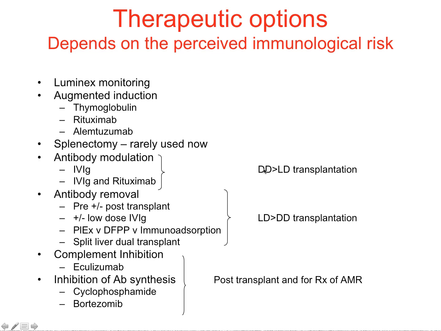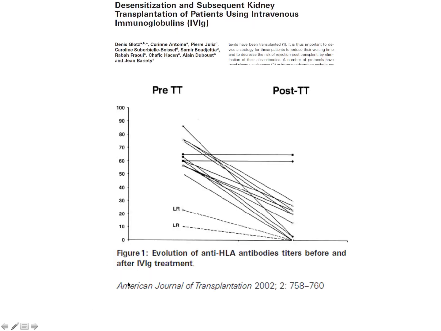And that's typically preparing people for deceased donor transplantation where the studies exist. Or in the high risk patients, you may want to do antibody removal before and after the transplant, and as I've mentioned, with low dose immunoglobulin. And I've talked about the different forms of antibody removal. You might want to do complement inhibition, but you'll need a lot of money if you want to do that because these are very expensive drugs. And you could inhibit antibody synthesis with bortezomib or even cyclophosphamide.